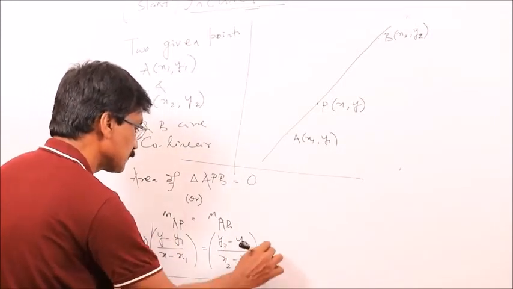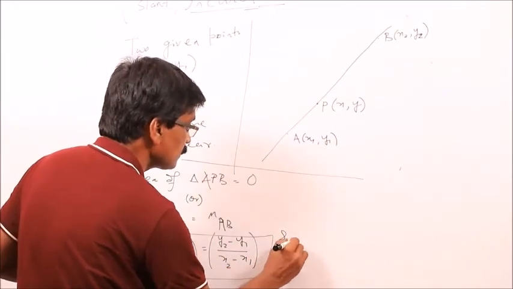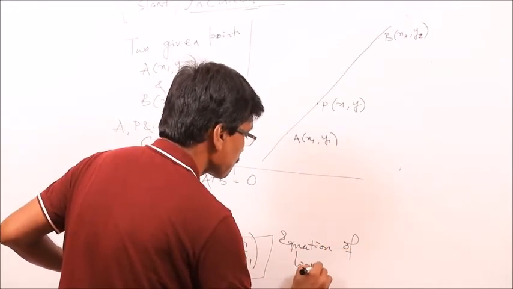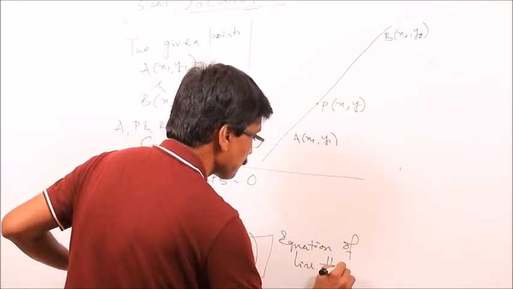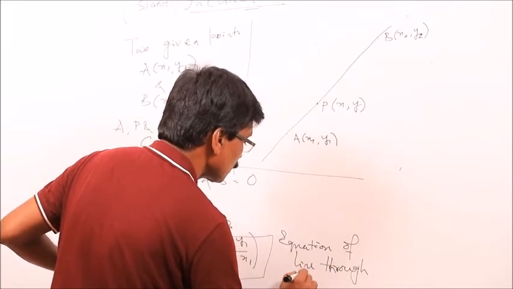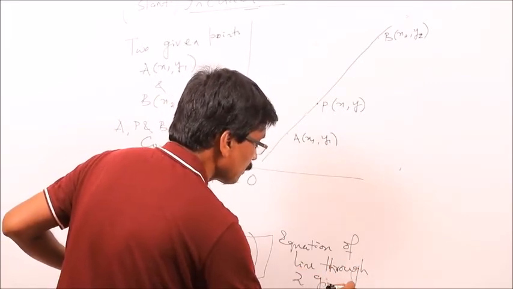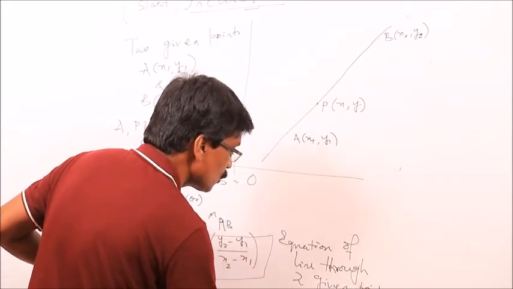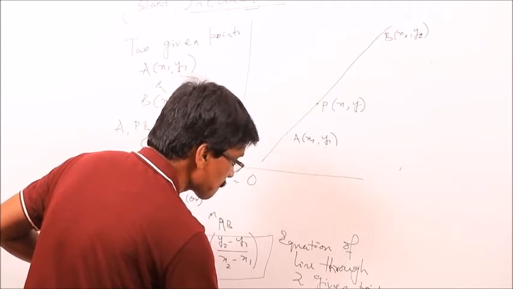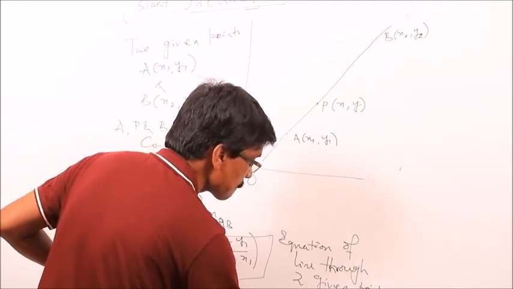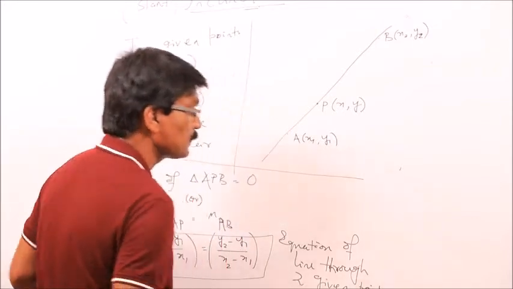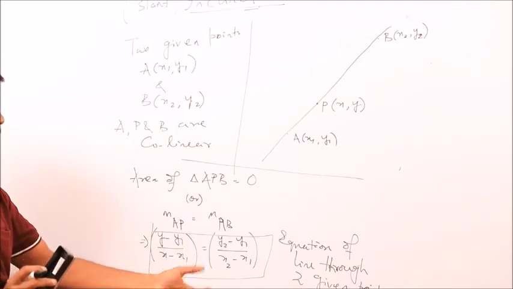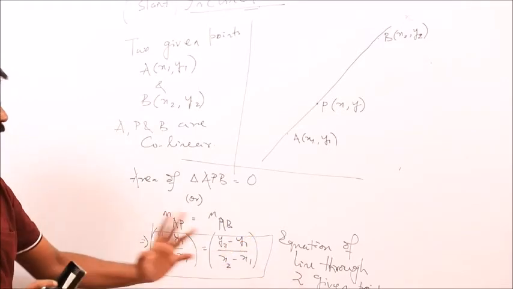So, this is the equation of line through two given points, or it is called as 2 points form. So, equation of line in 2 points form. So, if we are given 2 points, we can put this formula directly to find its equation.